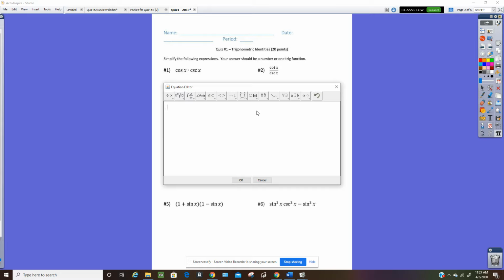So ways to simplify here is get everything in terms of sine and cosine. So this is already in terms of cosine. So cosine x, and then times, so I'm going to put this in parentheses instead of looking for the dot there. So cosine x, and then cosecant is 1 over sine. But then I know that cosine over sine is equal to tangent. So this is going to be tangent x.